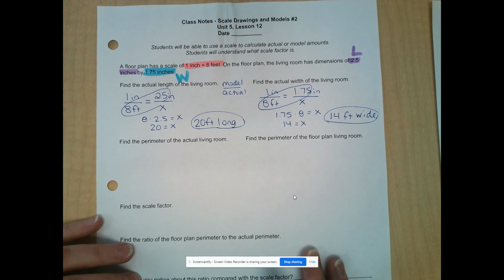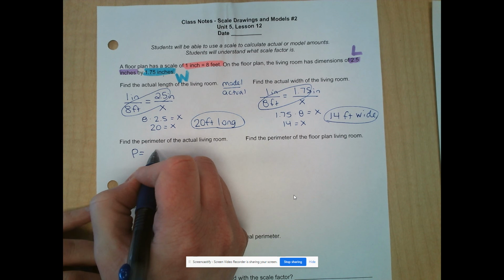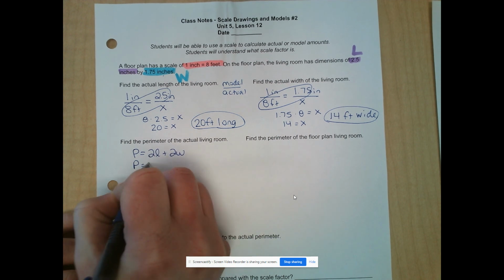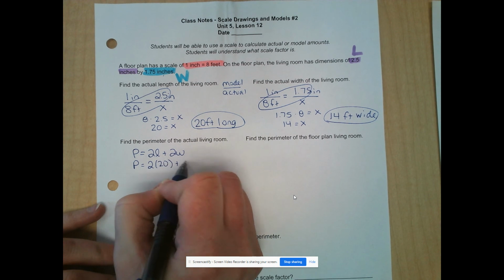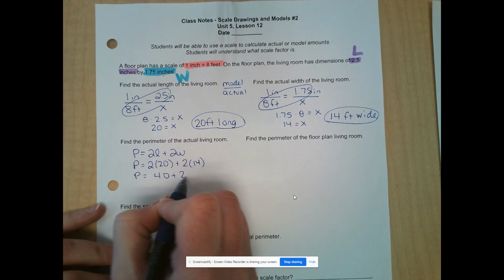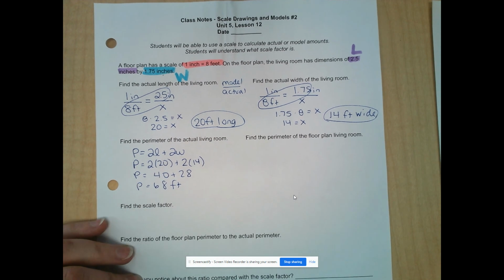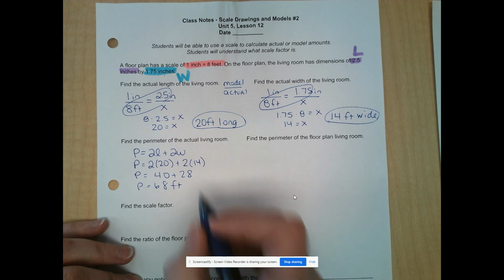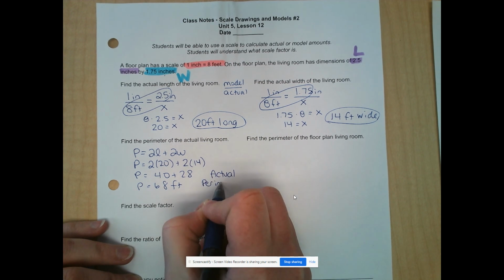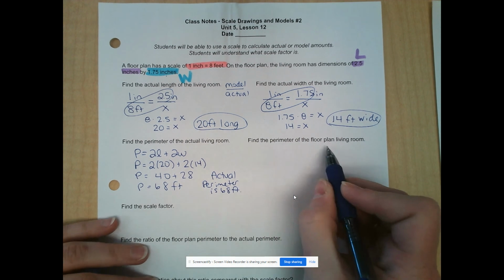Find the perimeter of the room. All right, so perimeter of a rectangle, we are going to assume this room is a rectangle. That's pretty standard. 2 times the length plus 2 times the width. In this case, 2 times 20 plus 2 times 14. So the perimeter is going to be 40 plus 28, or 68 feet. Now remember, it is one-dimensional. Perimeter is one-dimensional because it's a length. So the actual perimeter is 68 feet.